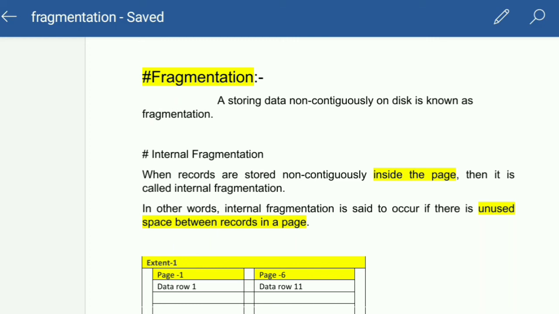I wanted to keep this video very short. I just wanted to convey the message about fragmentation and the types of fragmentation. So I hope it's clear now.